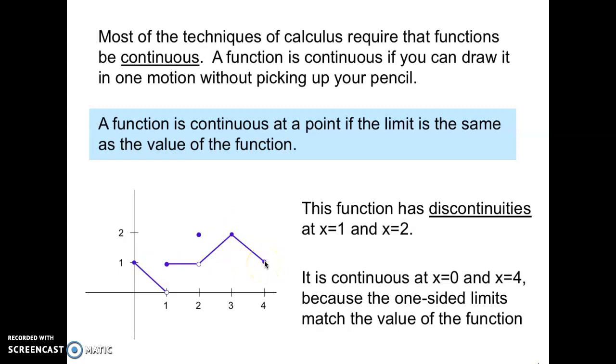And because the value of the function equals the value of the limit, we say that the function is continuous there. Notice at x equals 2, the value of the function is actually equal to 2, but the value of the limit does exist and equals 1. At x equals 1, notice the value of the limit doesn't even exist because I have two different targets as I approach 1 from both sides.